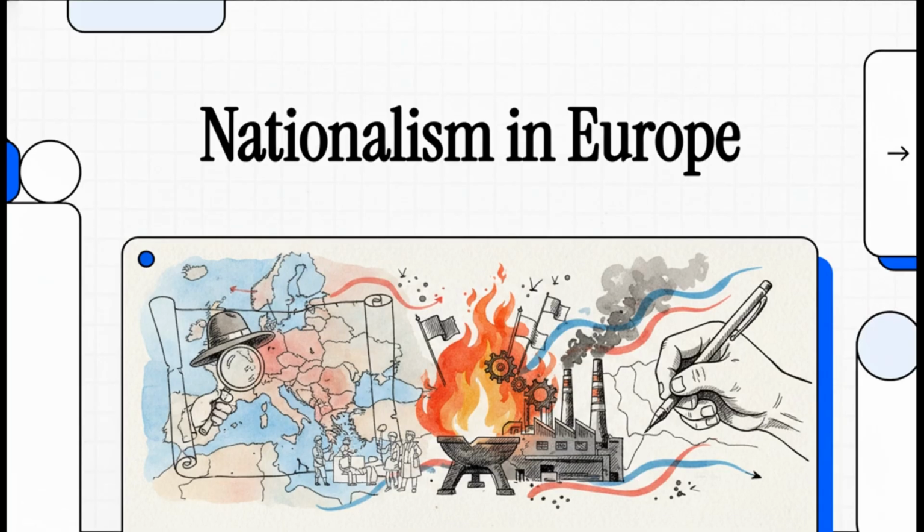So let's put on our historian hats and really investigate this intense ideological tug-of-war that literally transformed the map of the world. We're going to look closely at how modern nations weren't just drawn up, but were forged out of the fires of revolution, economic necessity, and, well, sheer willpower.